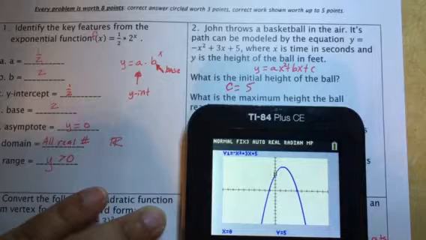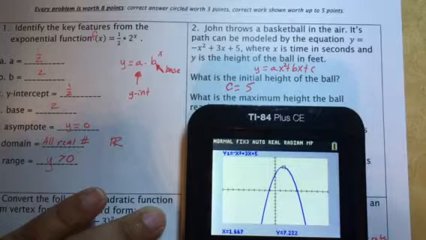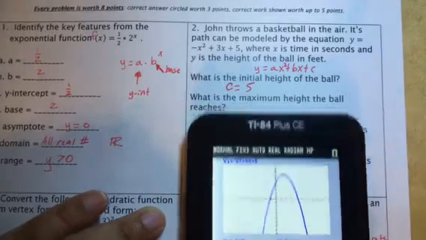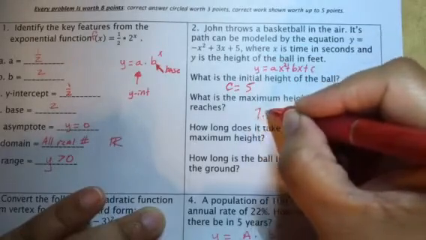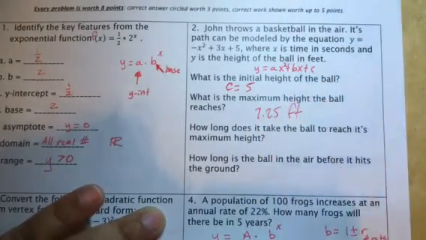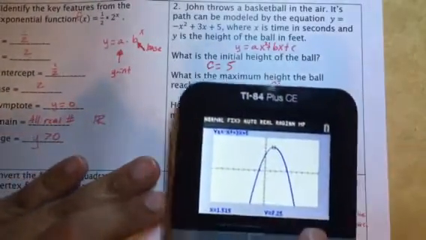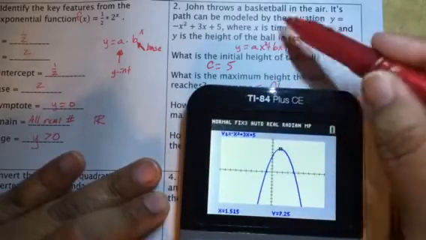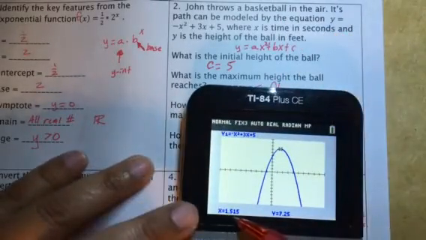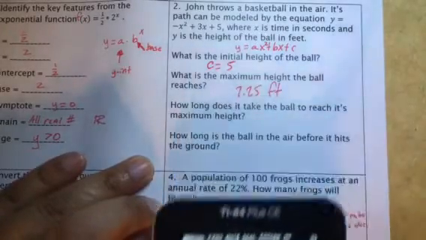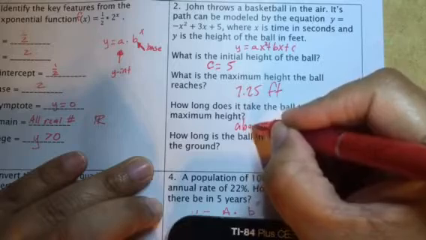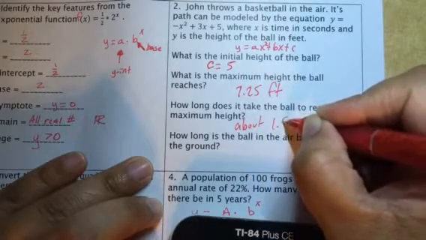Okay, what's the maximum height of the ball? This is where I told y'all to press trace, and you can kind of see where the number's the highest. Roughly it's 7.25, so that's the maximum height. How long did it take for the ball to reach its maximum height? Well, it told us up here that x was time in seconds, so x in this case is about 1.5 seconds.